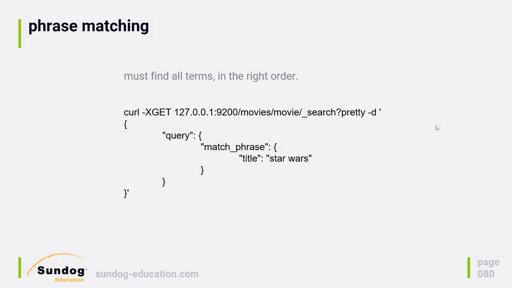A phrase search is pretty easy to do if that's all you need to do. Just search for two terms together in the same order. All you need to do is say match_phrase as your query instead of just match. It's just that simple. So this example here would do a phrase match against the phrase Star Wars in the title.